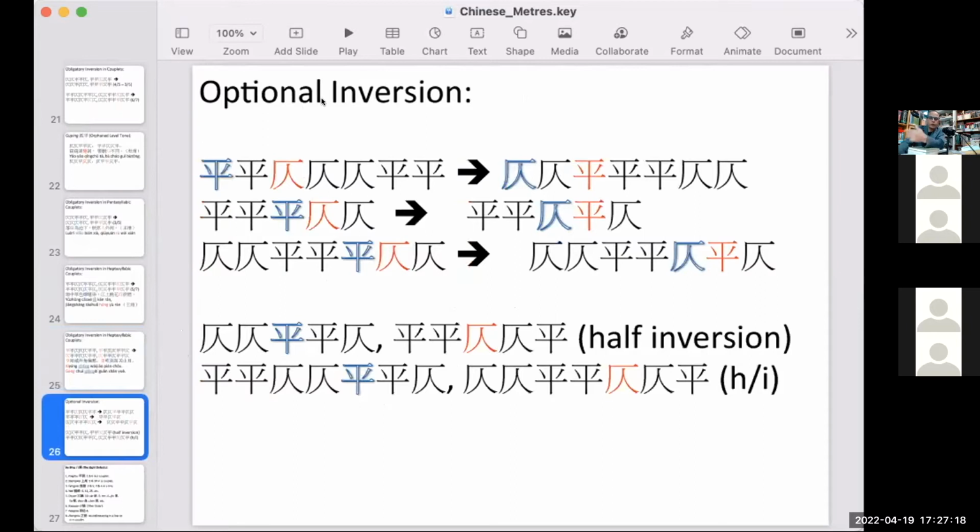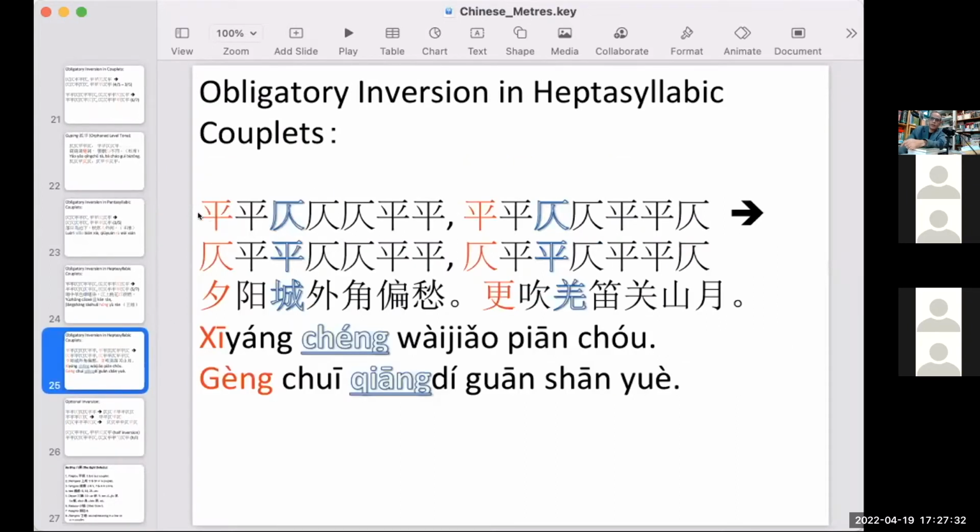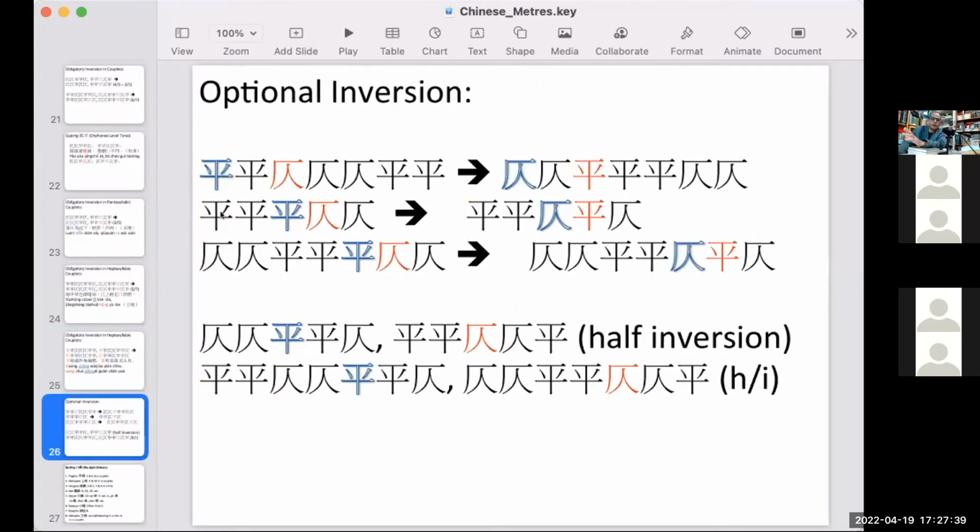So there are some inversions that are optional for the poet. Like this first one, the ping could be changed into zi. This is optional. Like here, this is the first ping. It could be changed into zi, or remain as it is as ping. This is optional to the poets. It depends on the flow of his poetry, the muse, how it inspires him, the inspiration, the flow of his writing. And also the zi could be changed into ping, or could stay as it is. This is called half inversion.